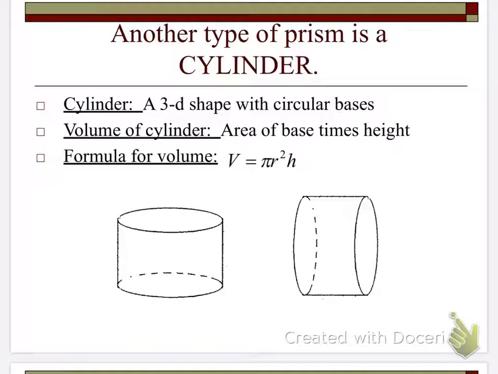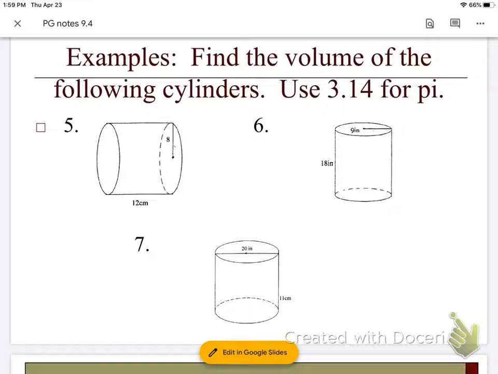So another type of prism is called a cylinder. We talked about cylinders before, but a cylinder is a 3D shape with circular bases. The volume of a cylinder is the area of the base times the height, so the same thing, but remember the area of a circle is pi r squared times height. So it's the same formula, but now with it explicitly written for circles. Okay, so again here I'm right at the top, volume equals pi r squared h.